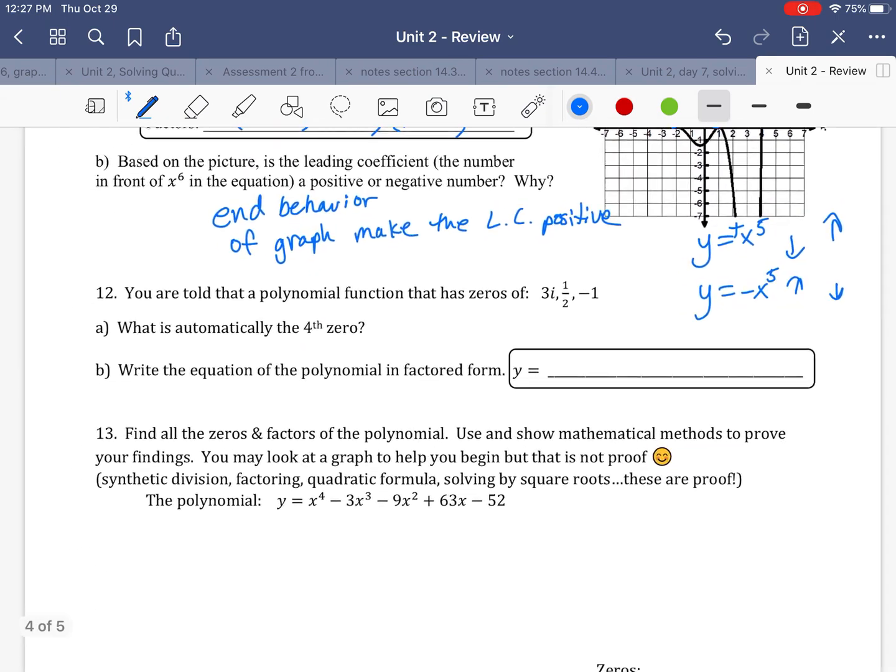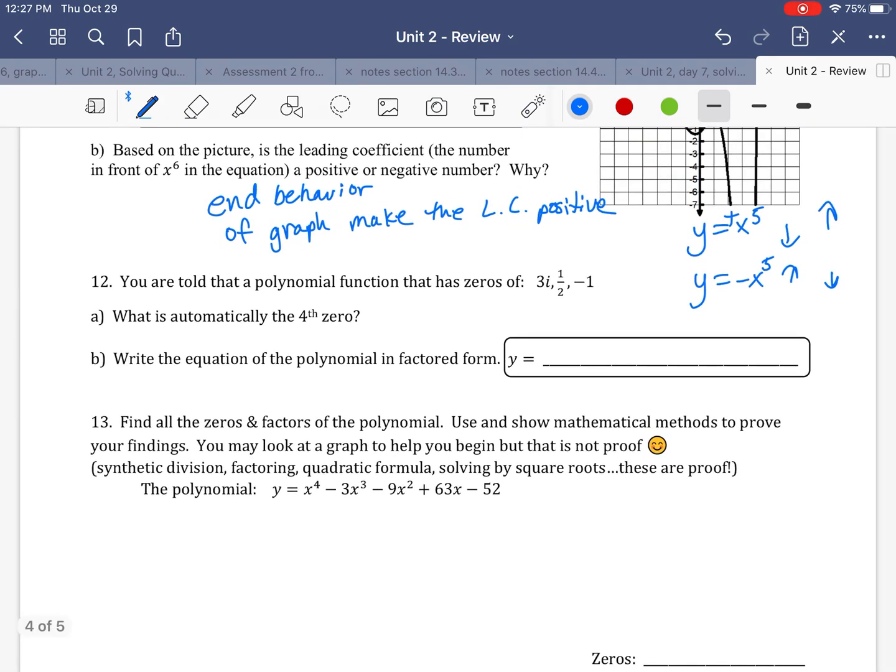Okay. All right, number 12. Here you're told you have a polynomial function with these zeros right here, so you would automatically also know that -3i was also a 0. Remember, those occur in conjugate pairs. So if you write all your factors, there'll be 4 of them.